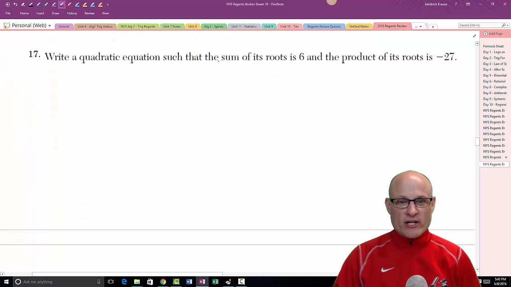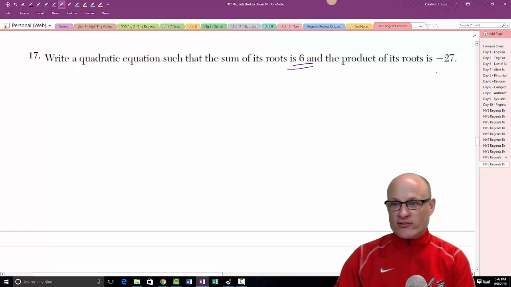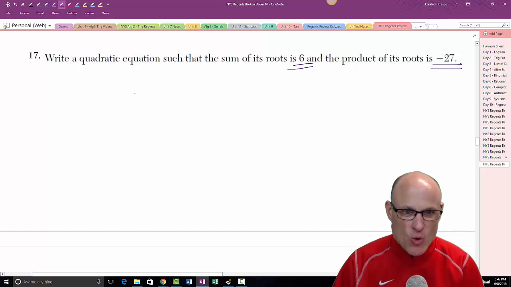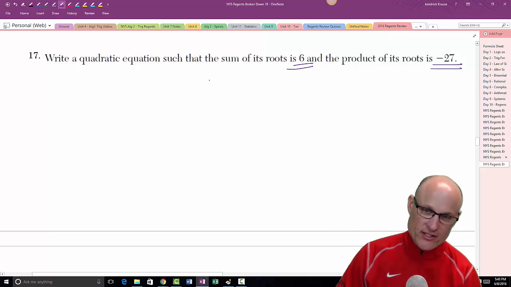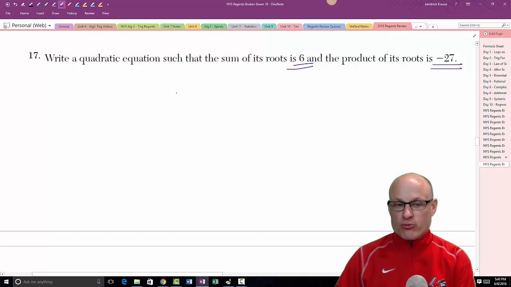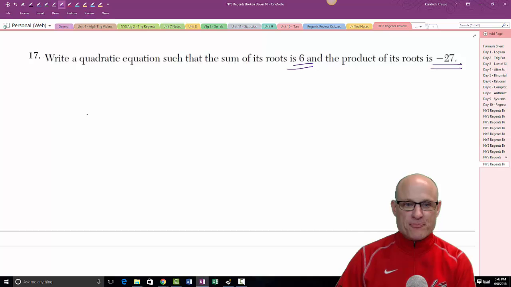Write the quadratic equation such that the sum of the roots is negative 6 and the product of the roots is negative 27. When they ask you to write the quadratic equation, this was a sticking point, and I really hated grading this problem last year, the year before, whatever it came up.